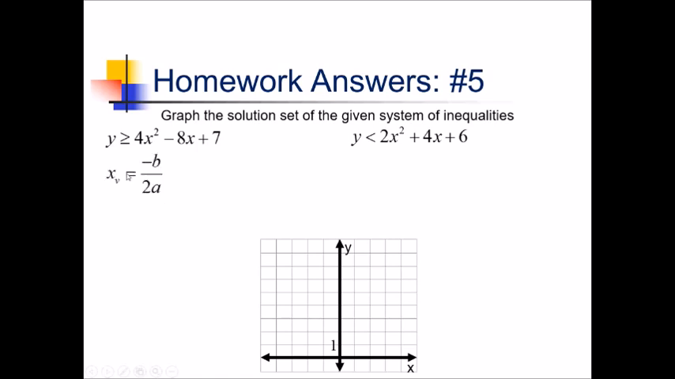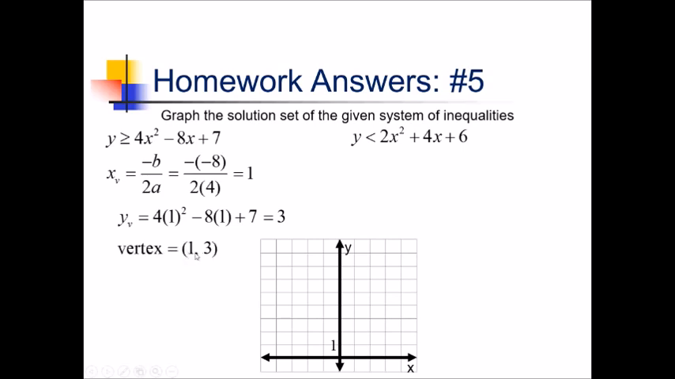So we've got -b over 2a giving us the x value of the vertex on this first parabola. That's going to be -8 over 2 times the a value 4. So that's +8 over 8, which is 1. Plugging that in to get the y value from those x values, we've got 4 minus 8, which is -4, and then -4 plus 7 gives me 3. So (1, 3) is that vertex.